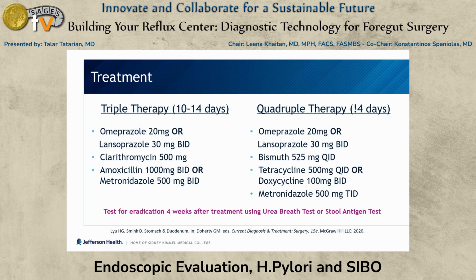And then for treatment, standard triple or quadruple therapy. For the sake of time, you can take a picture of that. But it is recommended to check for eradication 4 weeks after treatment, and we usually do this, again, with one of the non-invasive measures of either the urea breath test and stool antigen test.